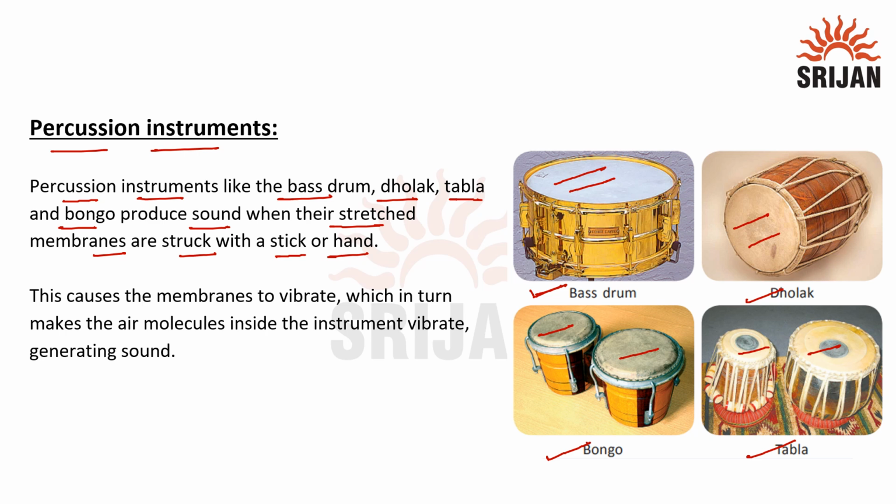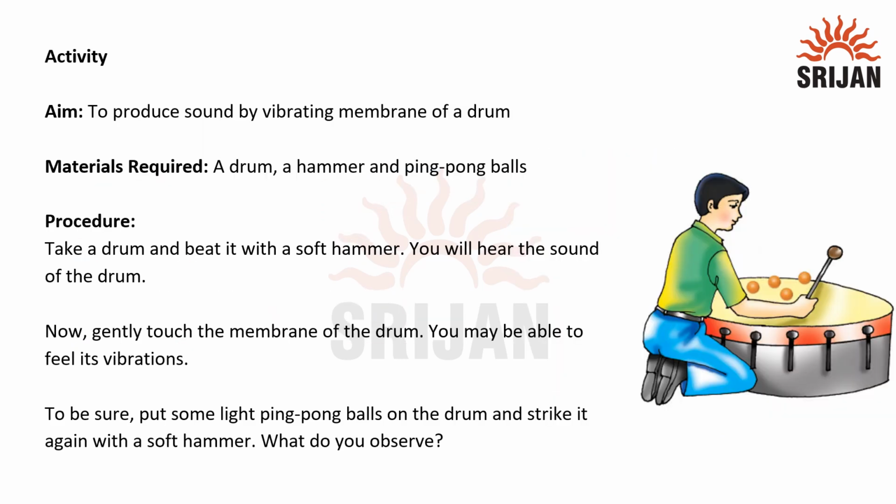So all the percussion instruments have stretched membrane and when this stretched membrane is struck with stick or hand, it produces sound. This causes the membrane to vibrate, which in turn makes the air molecules inside the instrument vibrate, generating sound. Here we have an activity, let's understand it.